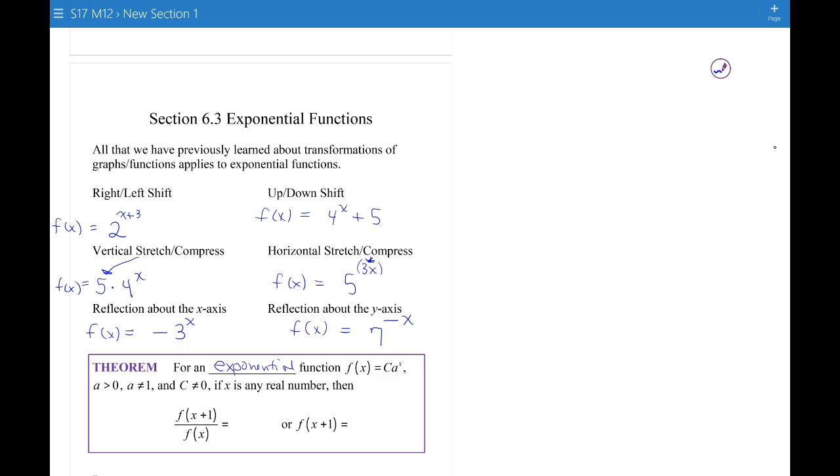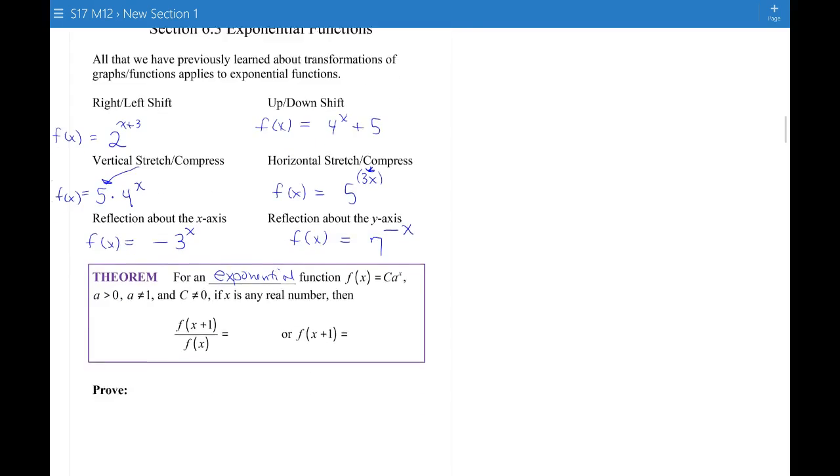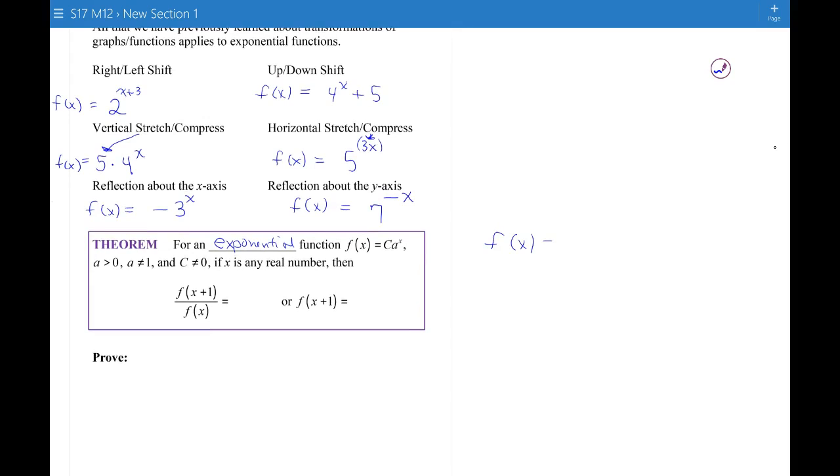So I want to talk about what happens if you take this exponential function f of x equals capital C times a to the x. And if we then ask, what does f of x plus 1 look like? Well, that's capital C times a to the power of x plus 1. We reviewed the property of exponents at the beginning, so we can use that property backwards: a to the x plus 1 has to equal a to the x times a to the 1. So now I can see that this is C times a to the x times a.